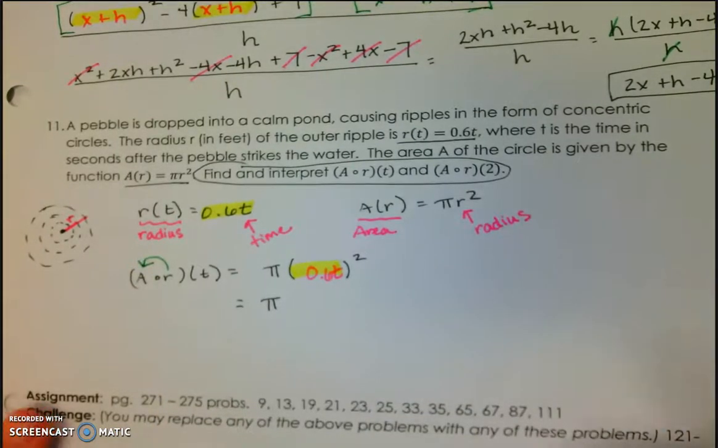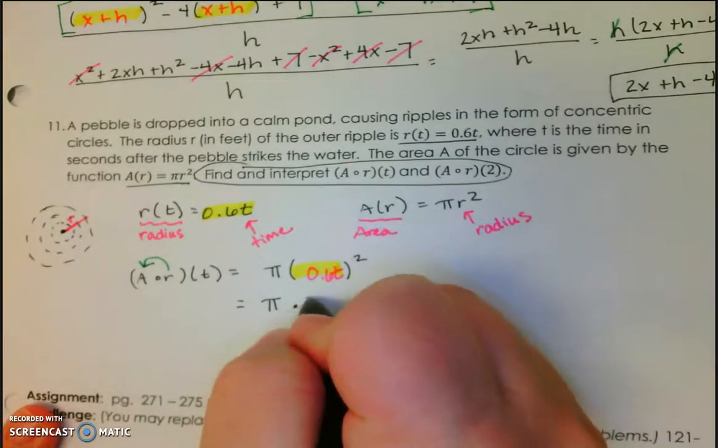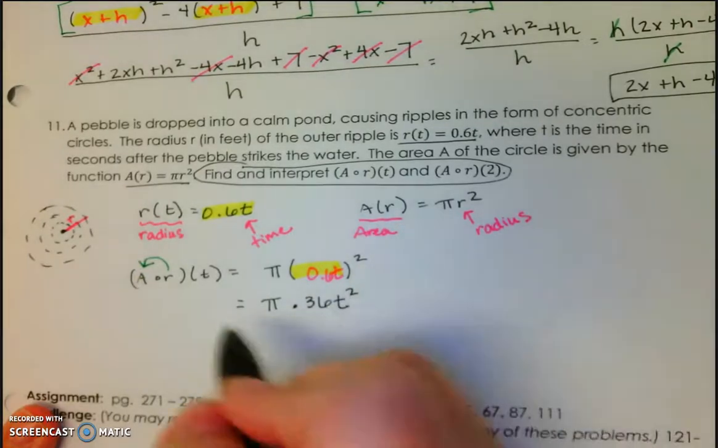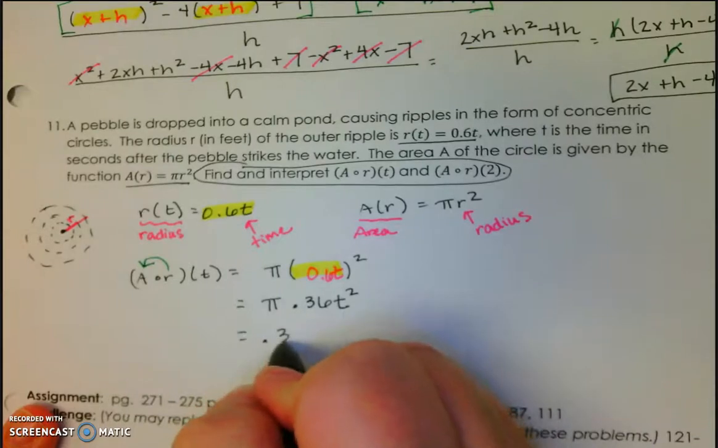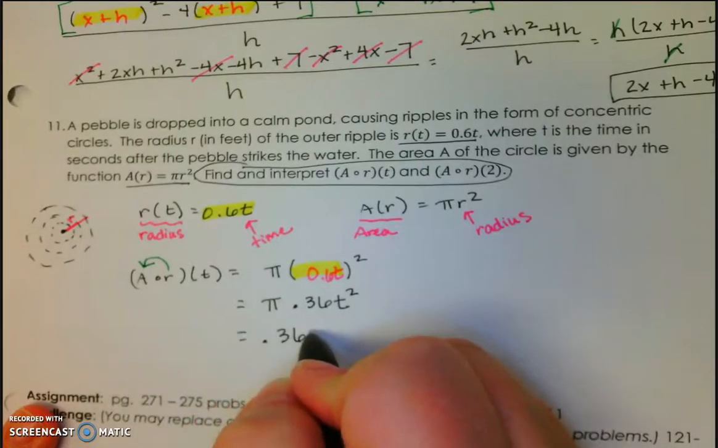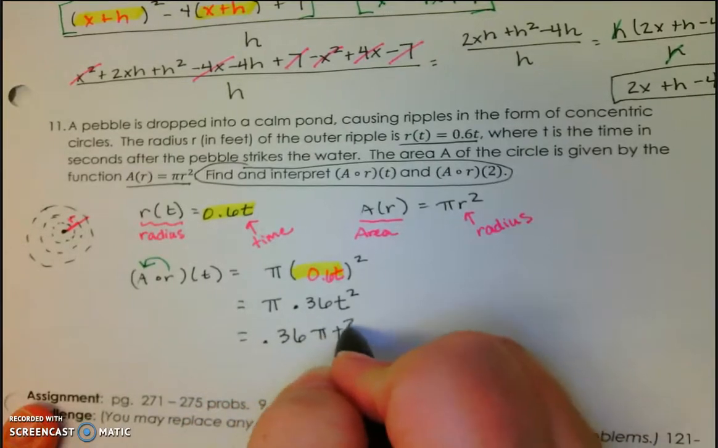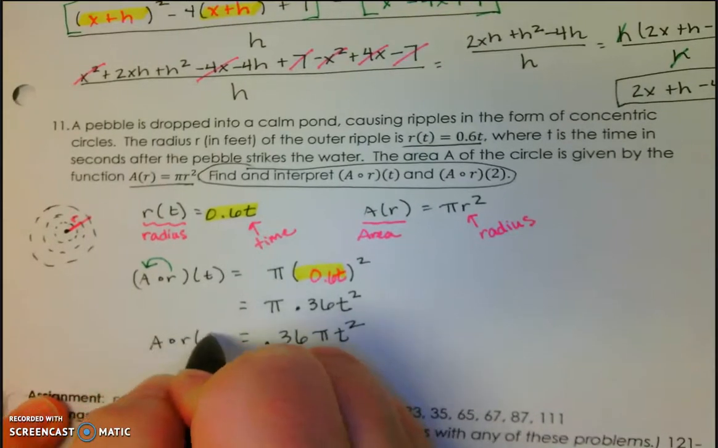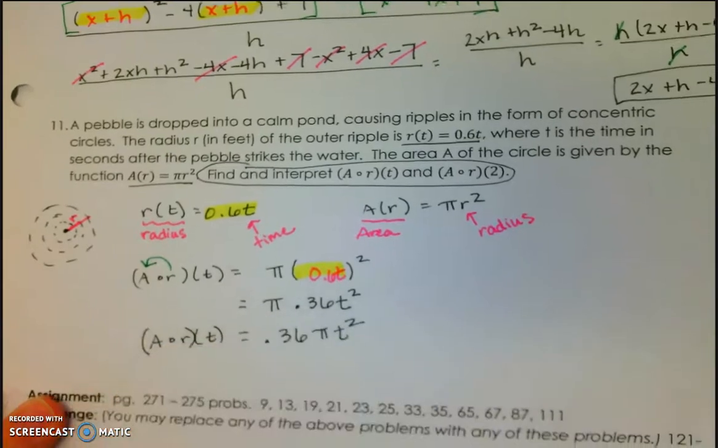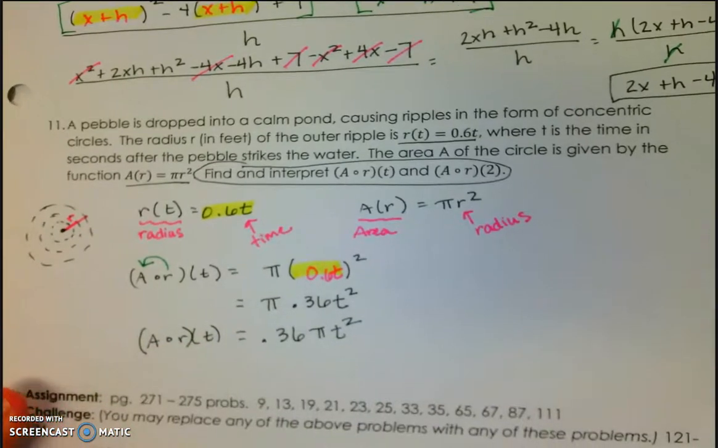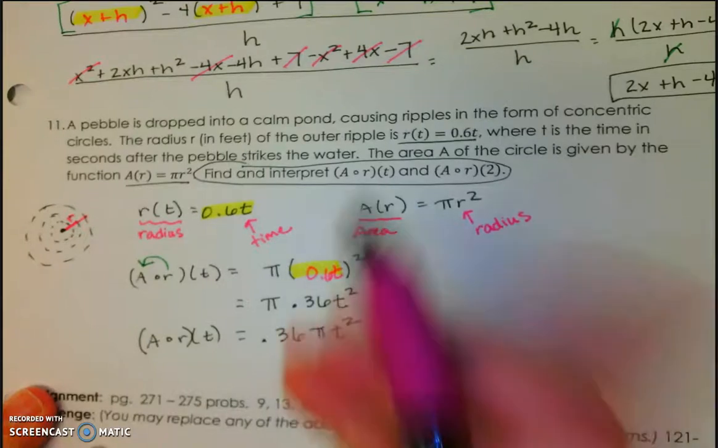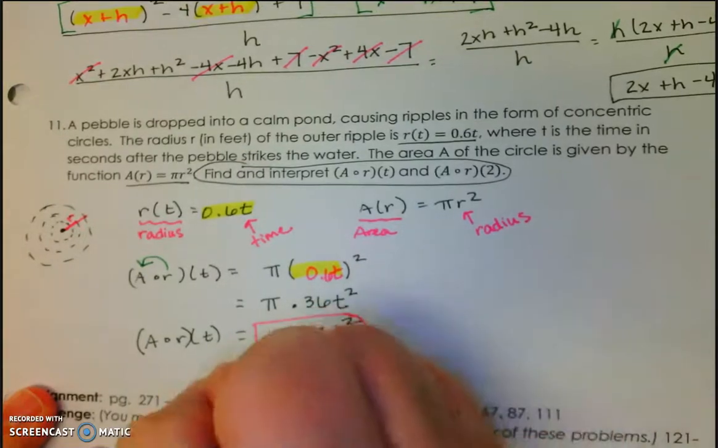0.6 squared is 0.36, so it ends up to be 0.36 pi t squared. Okay, so that's the first part of this question. A of r of t is this.